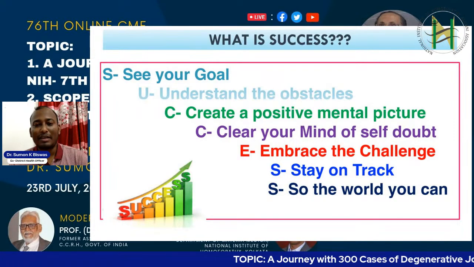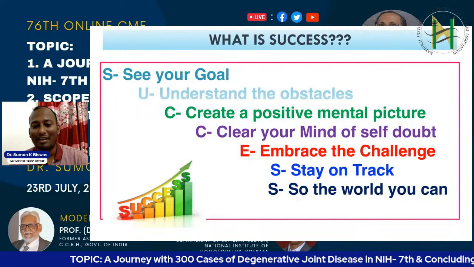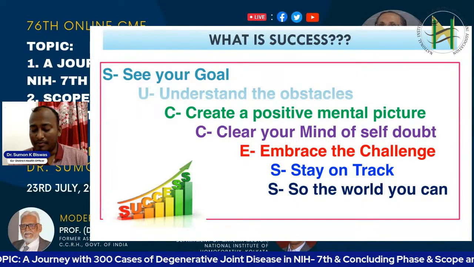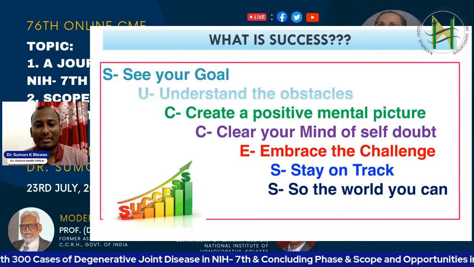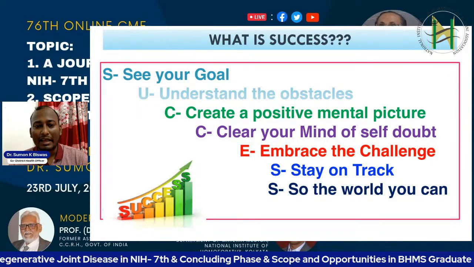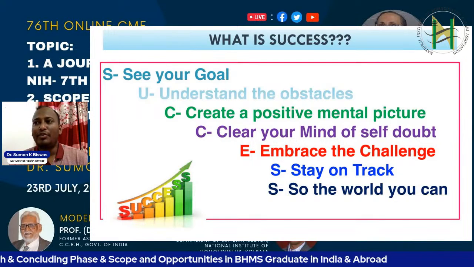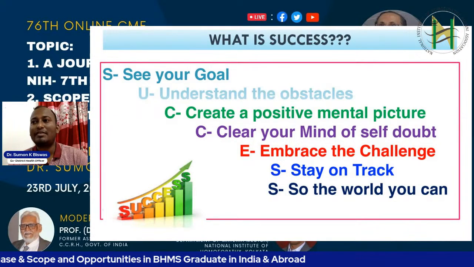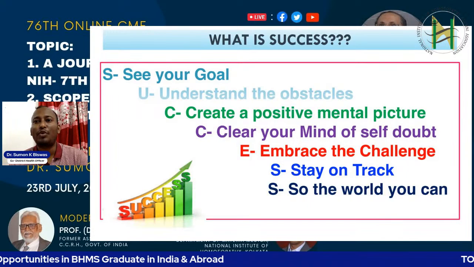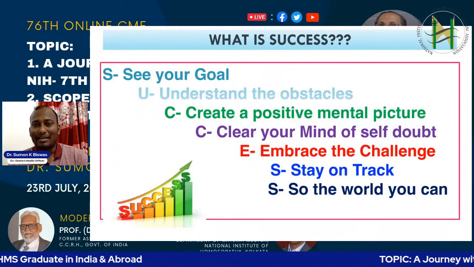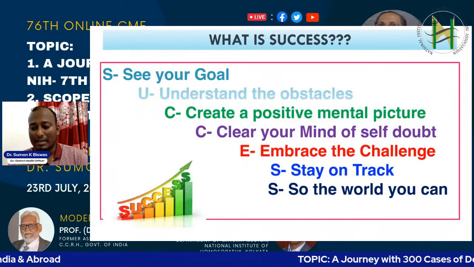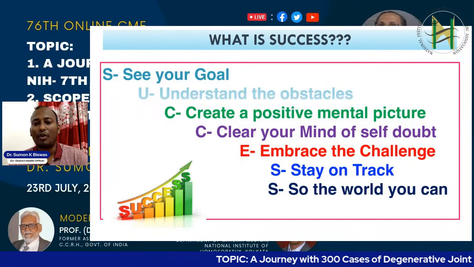Let me tell you about one point: what is success, what I learned during my graduation days. Success is about seeing your goal. First, we need to see my goal, that is, fixing my aim, what I want to do. Shall I go for higher study? Shall I go for clinical practice? Shall I go for a job, or what shall I do?